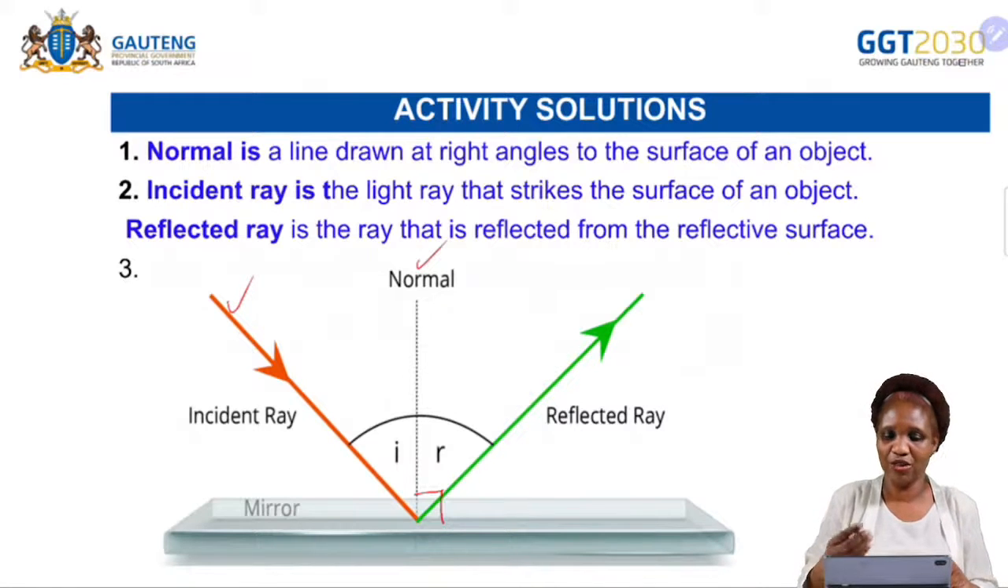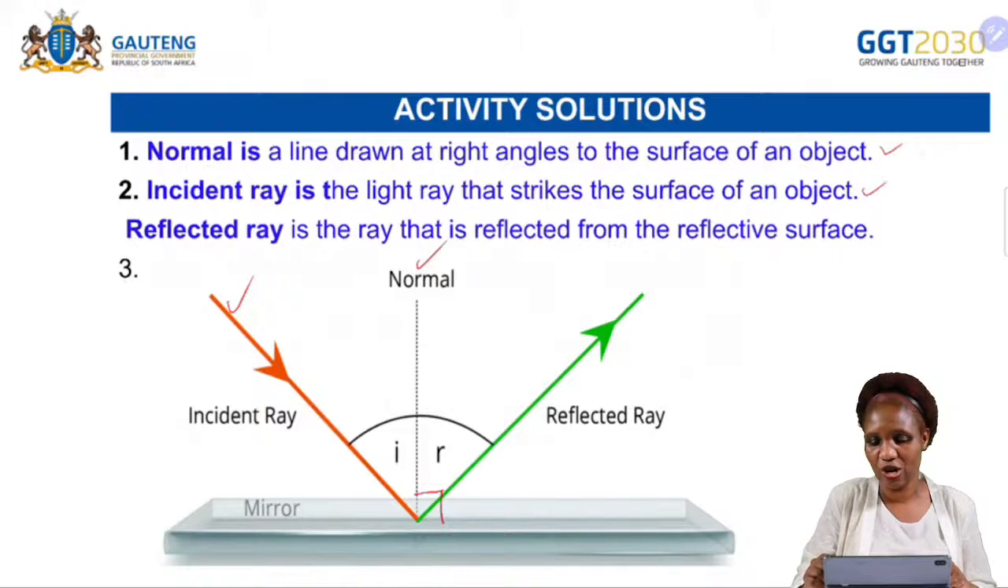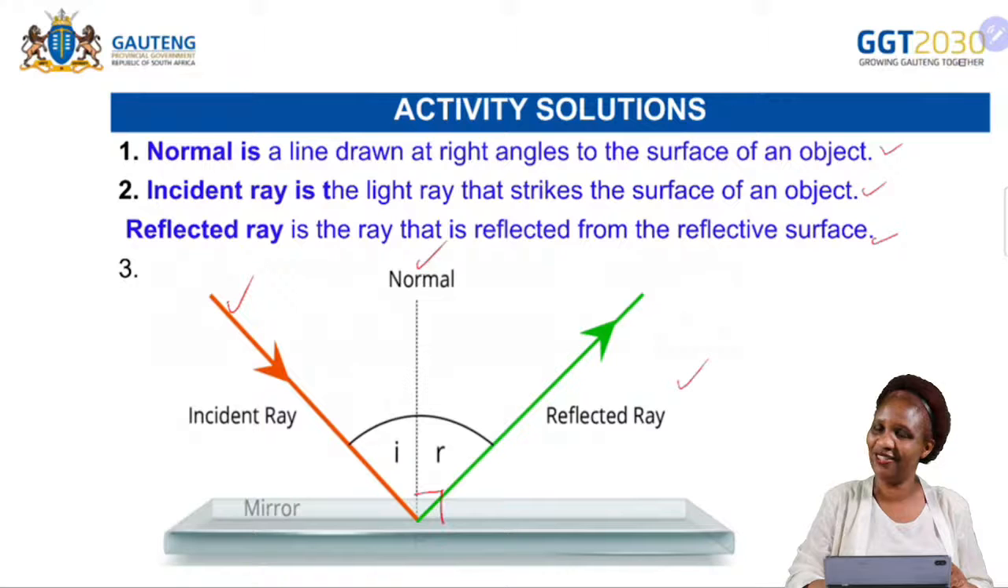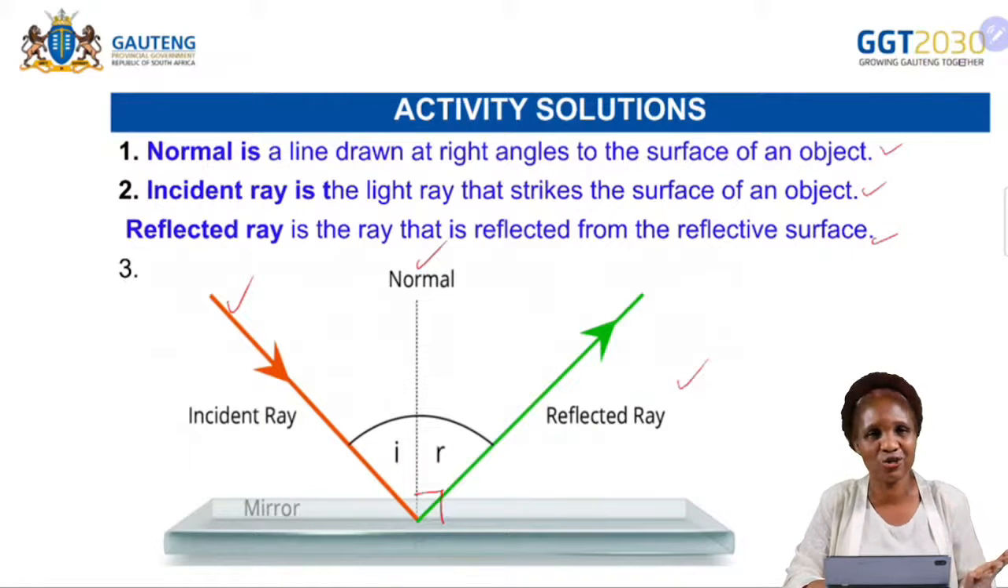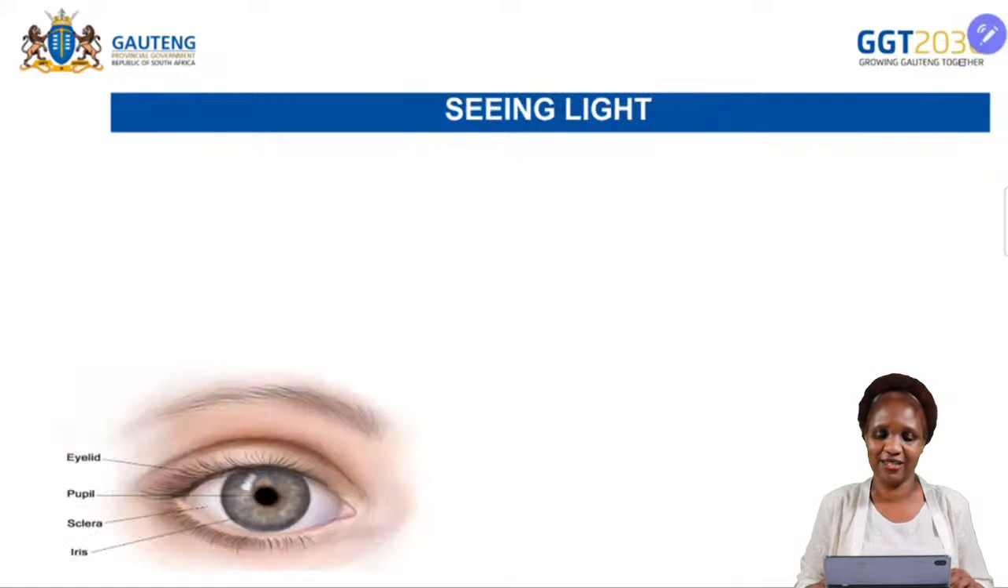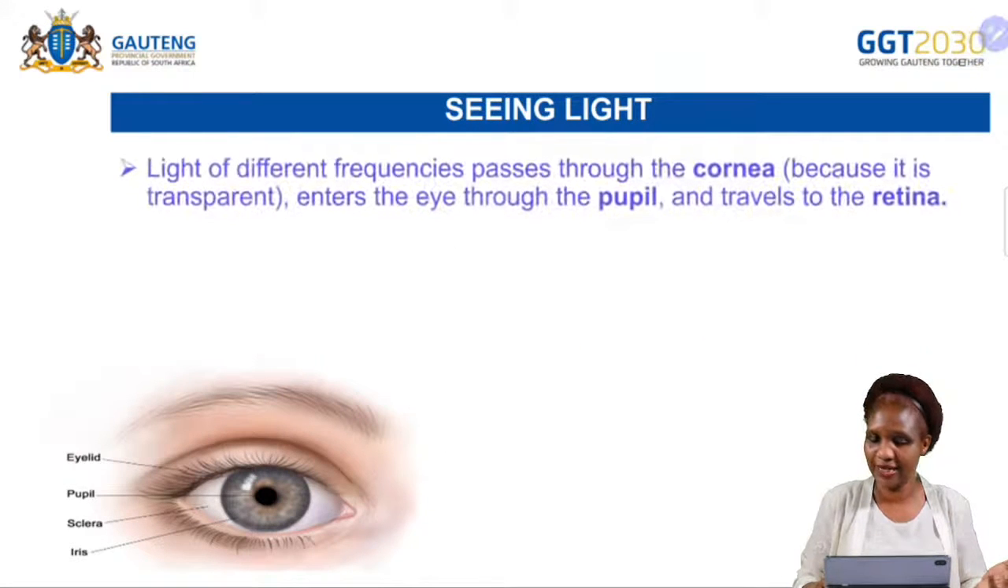Okay. Therefore, if you did your answers like this, this is correct. Excellent work if you got it correct. Okay. Even if you didn't get it correct, you'll get it correct next time because now you know. Okay. You'll write your corrections so that you won't forget. Let's continue. Great. 8. And then seeing light.